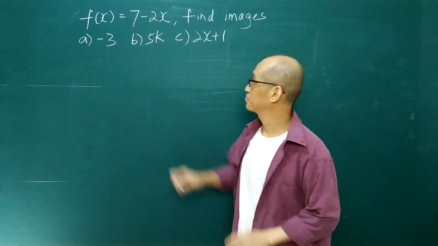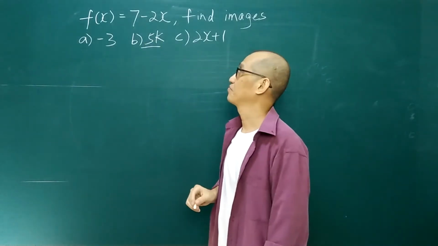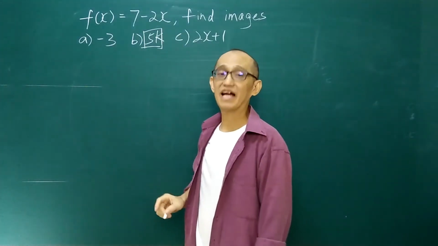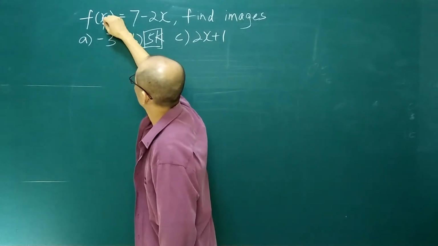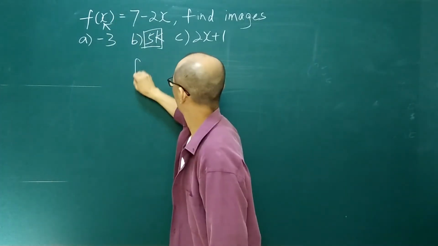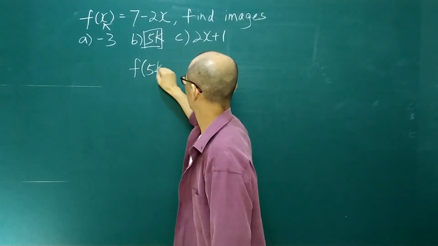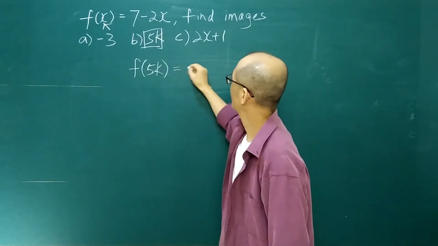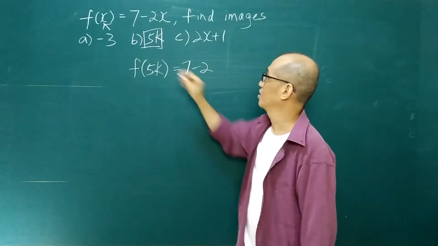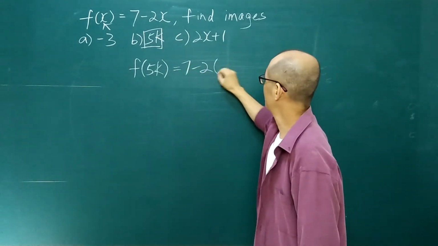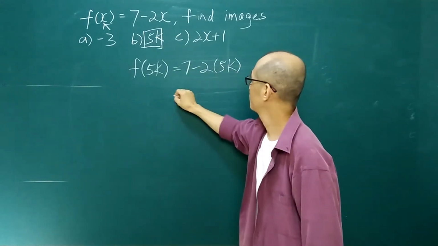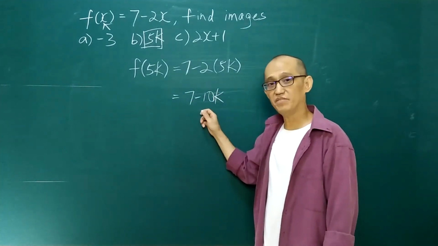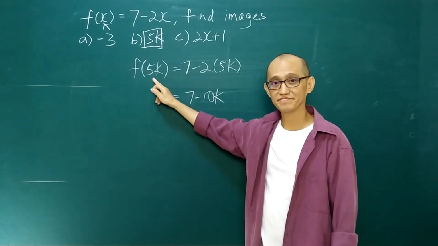Next, we look at B. If object is 5k, so now what we do is we substitute this 5k into x here. So instead of x, the object now is 5k. And instead of x here, it is now 5k. So this is the image of object 5k.